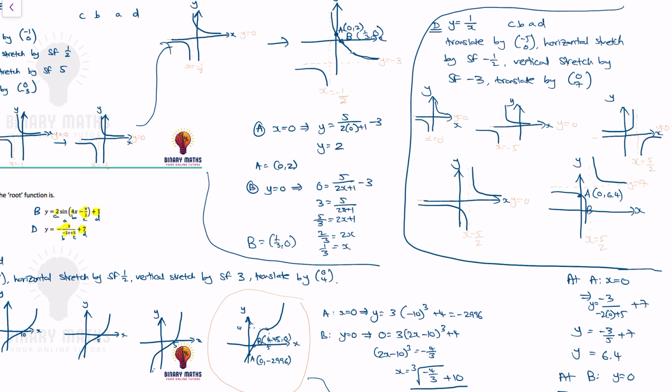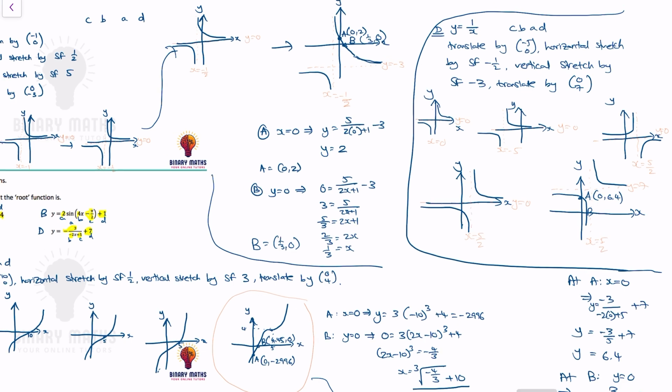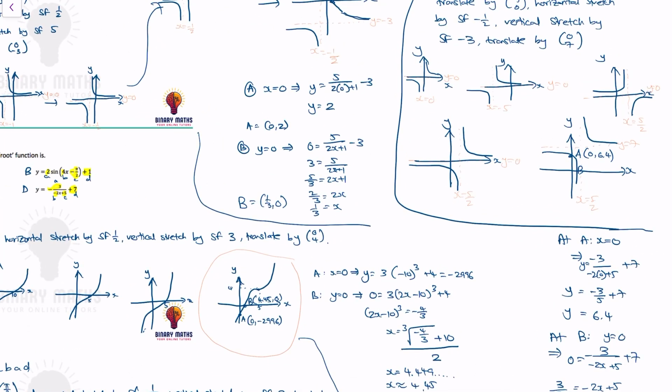At B, y equals 0, which implies 0 will be equal to -3 over -2x plus 5, plus 7. If I rearrange this, I get -7, -3 divided by -7, which is 3 over 7, must be equal to -2x plus 5, which means x must be equal to 3 over 7, take away 5, divide by -2. If I input that into my calculator, I get x is equal to 16 over 7. So that means B is equal to 16 over 7, 0.